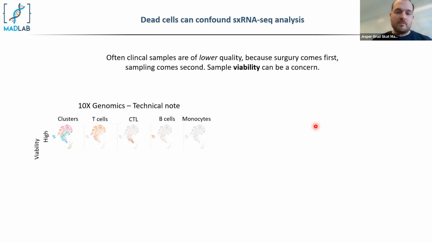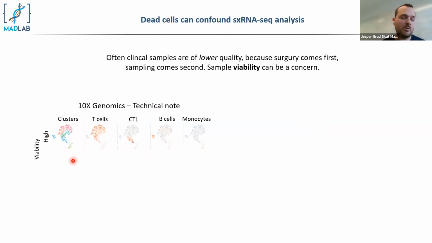So in the second part, we're dealing with clinical samples. One thing we noticed was that clinical samples are often of lower quality because surgery comes first, sampling comes second, as it should. And that means that sometimes sample viability can be a concern. Here's data from a 10x Genomics technical note where they have a sample with high viability, in which they find nice cell types with distinct marker genes.